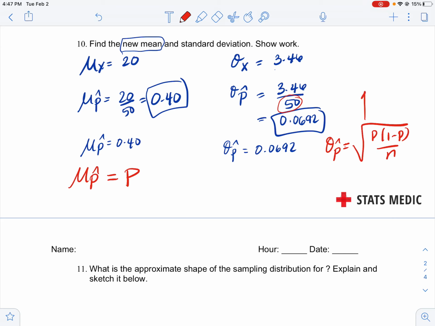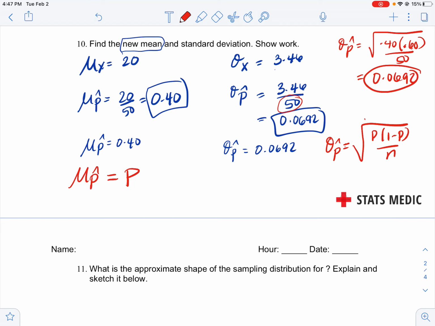Let's see. Standard deviation of p hat. What's the square root of, what's p? So p is 0.4, 1 minus p, so that's 0.60, n is 50. So if I solve this, I will also get 0.0692.